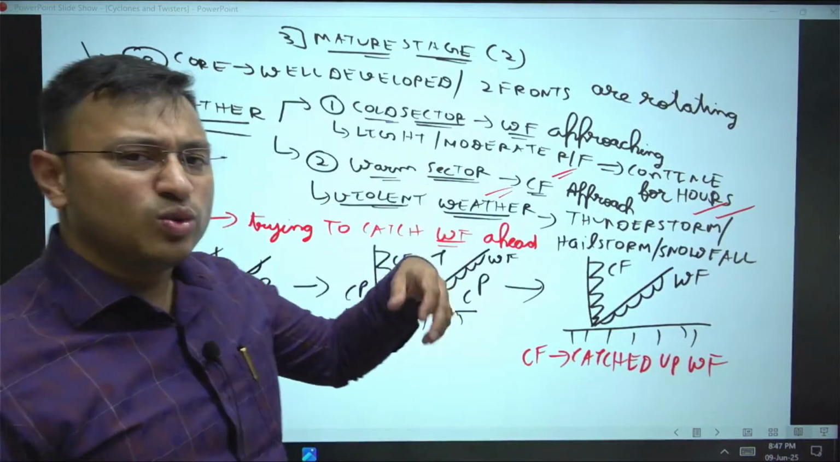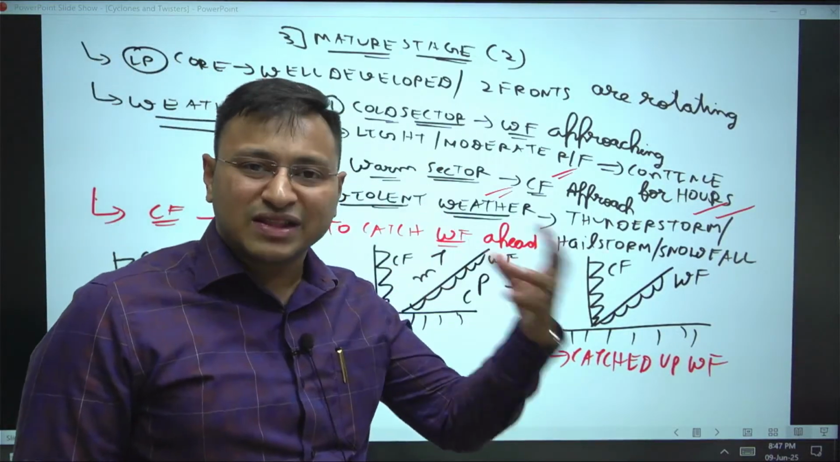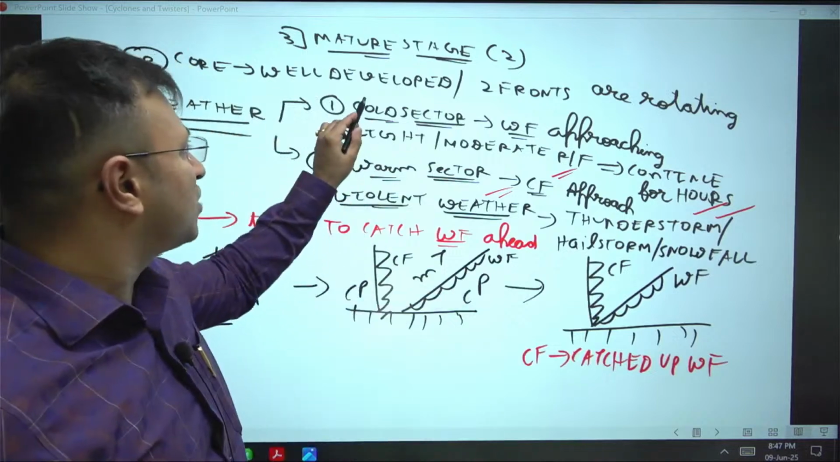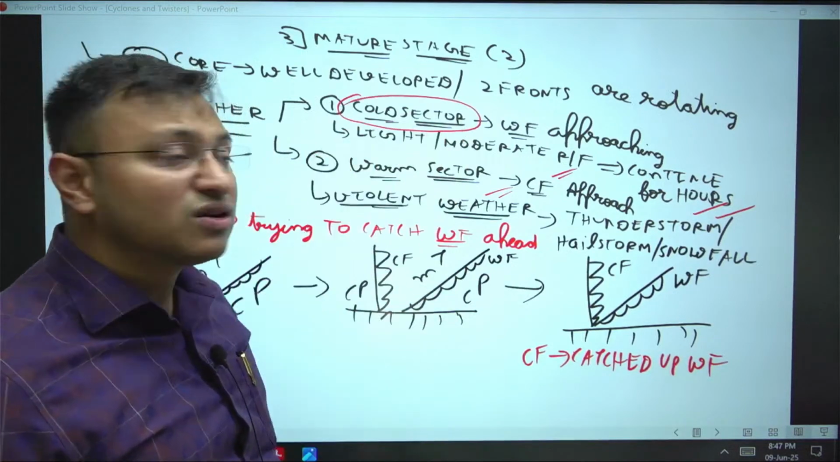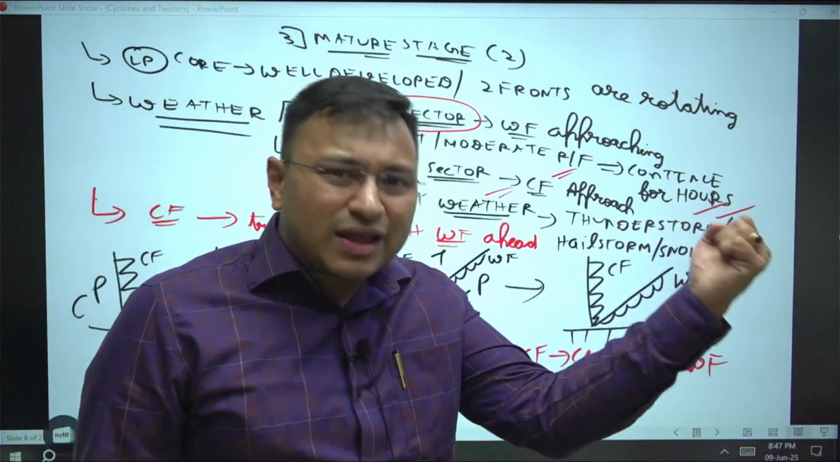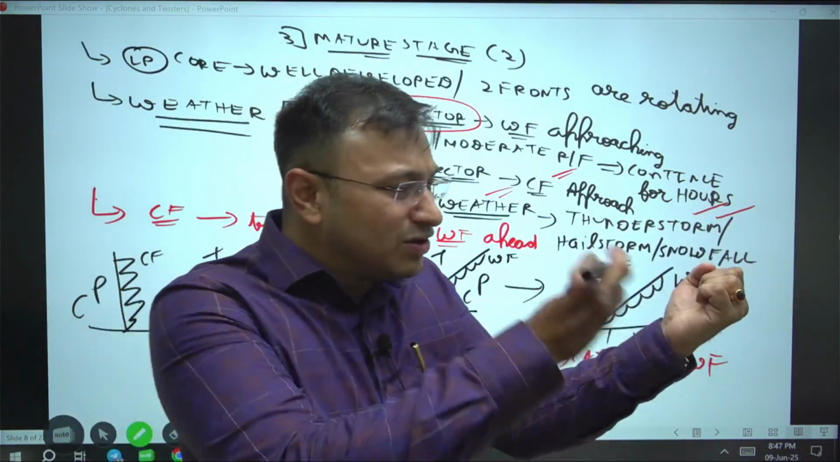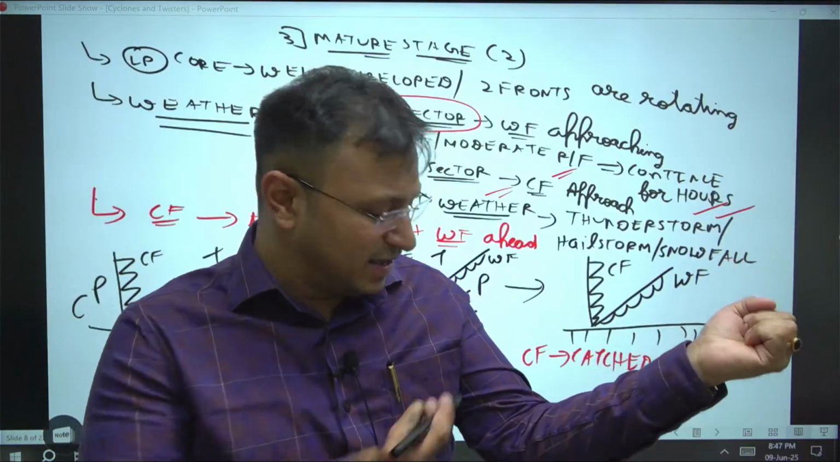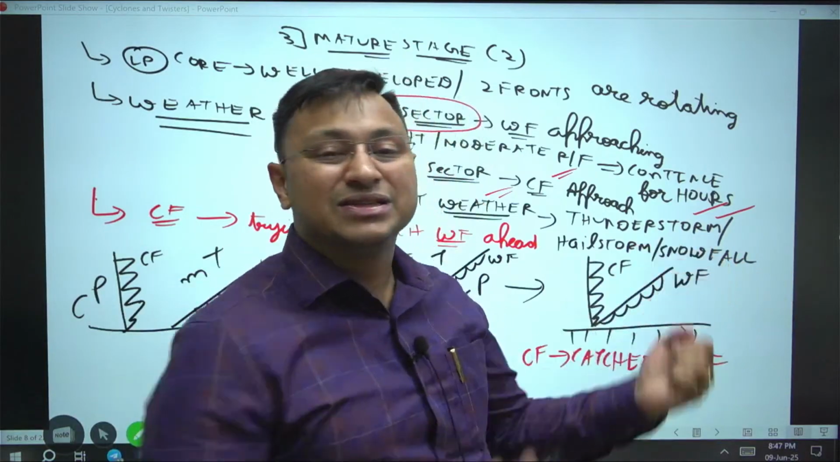But if I want to understand, sir, how the weather is associated with the warm front, where will I have to stand? I will have to stand in the cold sector. Now the warm front is relatively more inclined with respect to the vertical. The angle of repose is close to 1 to 5 degrees. That is why the air will rise up smoothly.